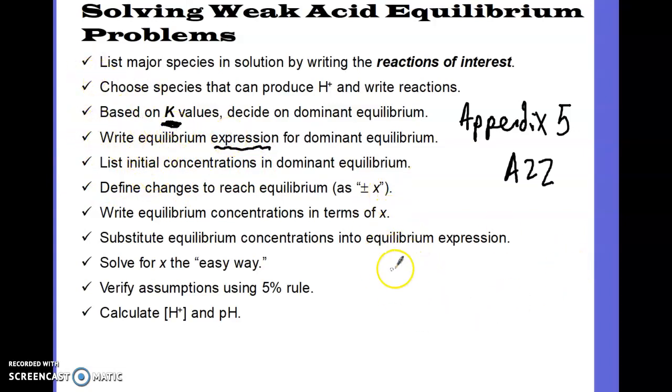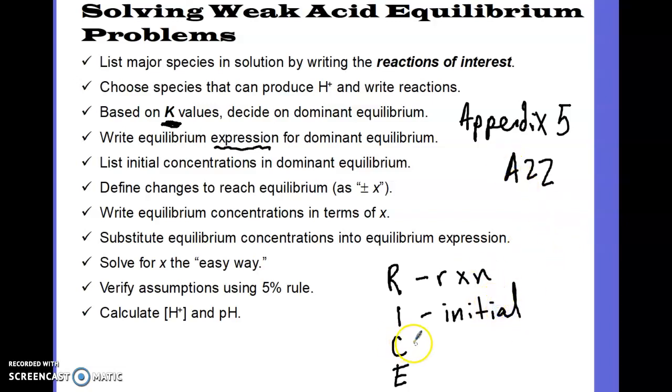It's often called an ICE chart or a RICE chart. When I do my chart, I write it like this, and the R stands for reaction, so you write out the reaction. Then you put down what the initial measurements are, then you have some kind of change, that's the C, and then at the end, after equilibrium is reached, what all the concentrations, pHs, measurements will be, the whole set of variables, okay? I'll show you that in more detail.